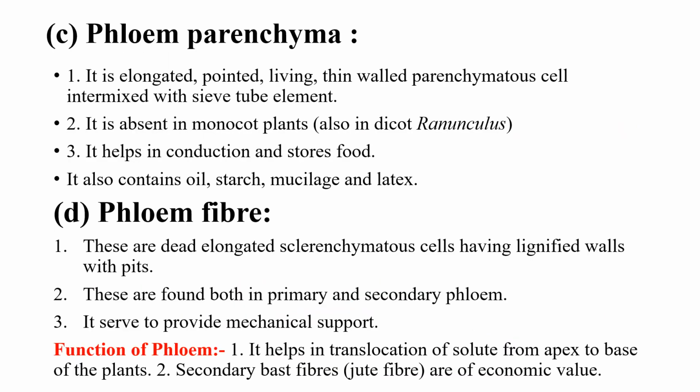Then phloem parenchyma. What is phloem parenchyma? Phloem parenchyma is an elongated, pointed, living, thin-walled parenchymatous cell intermixed with sieve tube elements. It is absent in monocots, only present in dicots, and also Ranunculus, which is a dicot plant, also lacks phloem parenchyma. It helps in conduction and stores food. It also contains oil, starch, mucilage and latex.